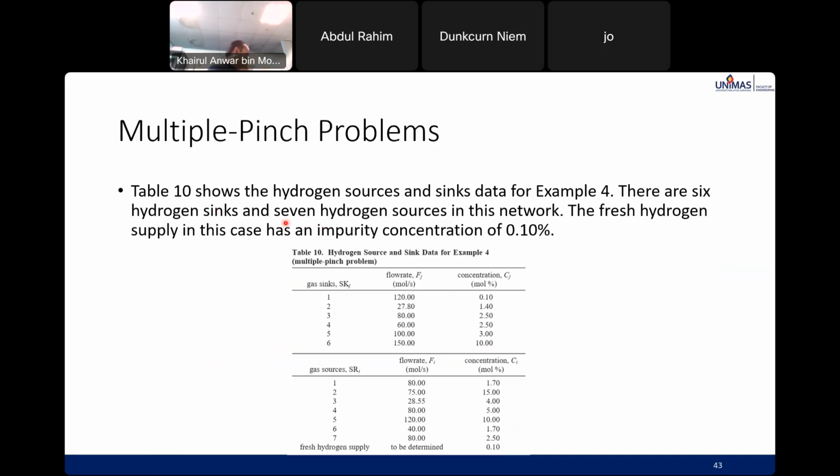So table 10 shows the hydrogen source and sink data for example 4. This is example 4, from the paper by Prof. Dominic Foo. There are 6 hydrogen sinks and 7 hydrogen sources in this network. The fresh hydrogen supply in this case has an impurity concentration of 0.1%, which is very, very low.